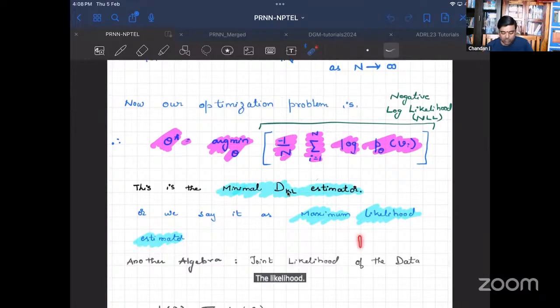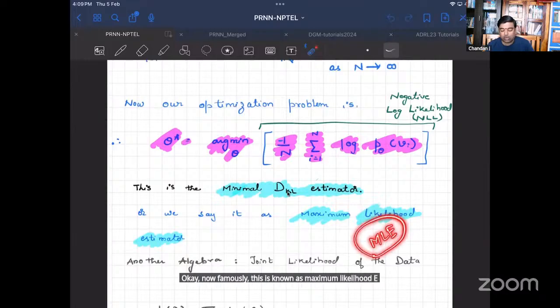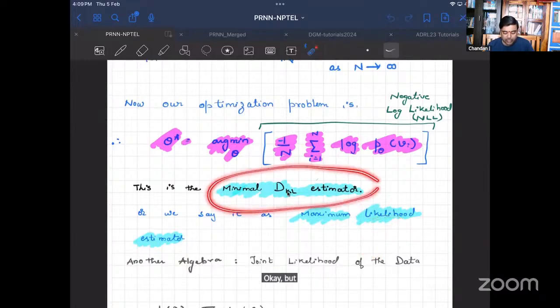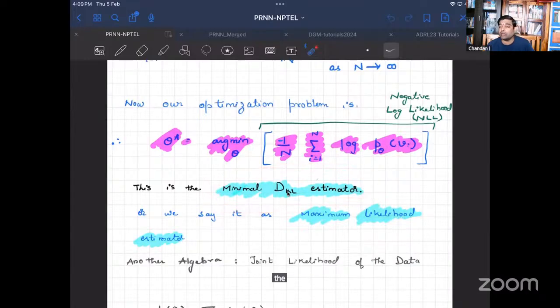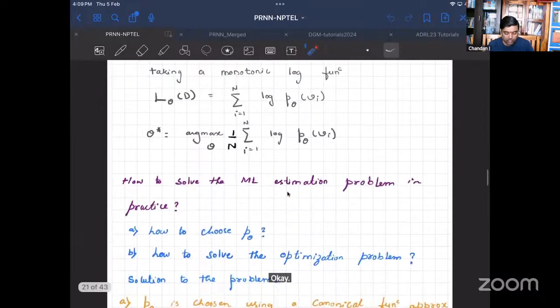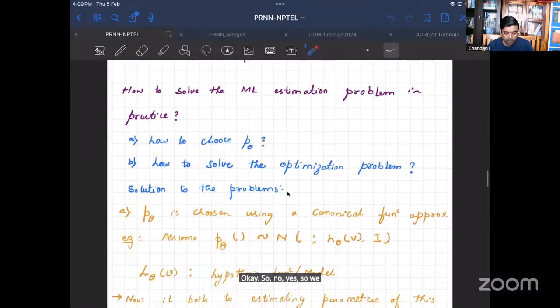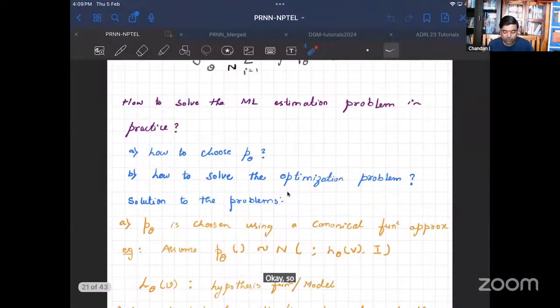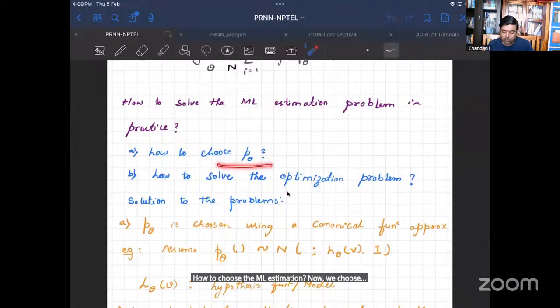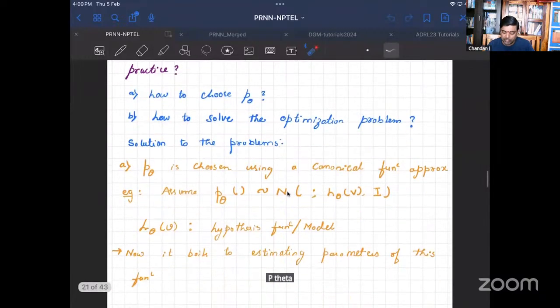This is what is known as MLE, maximum likelihood estimators, which is what we shall be looking at. Famously this is known as maximum likelihood estimation, but it is the same as the minimal KL divergence estimator. So how do we choose the ML estimation? We choose P theta and solve this optimization problem.